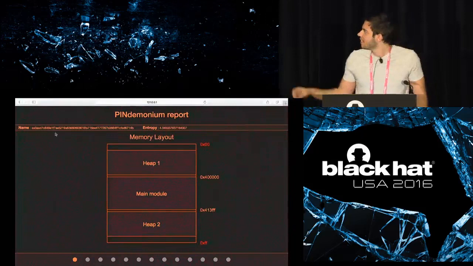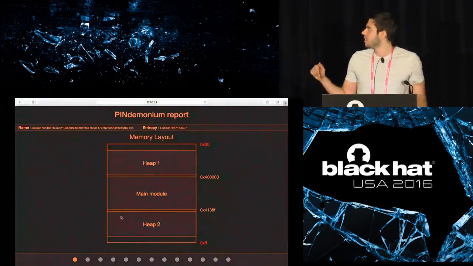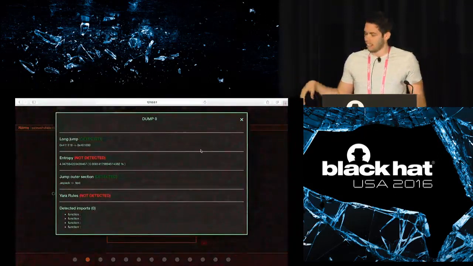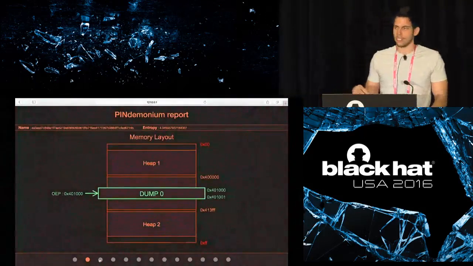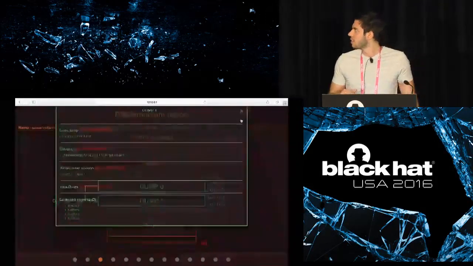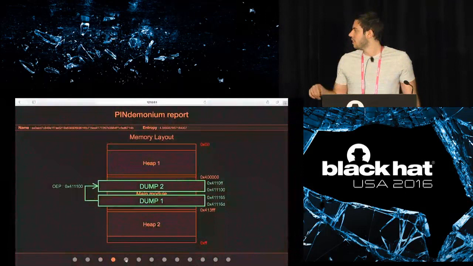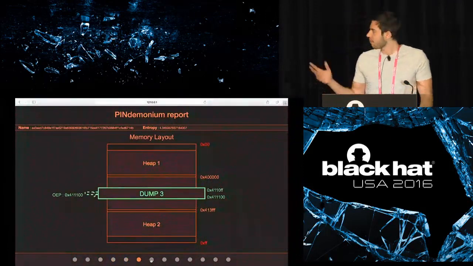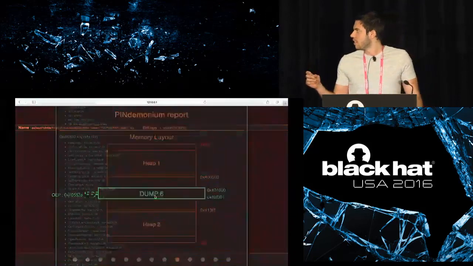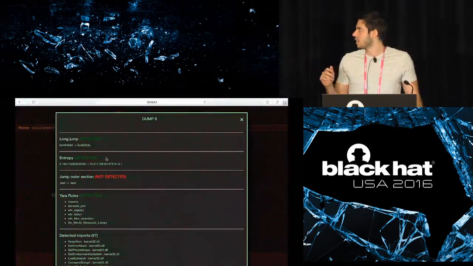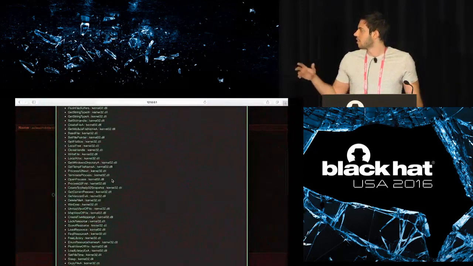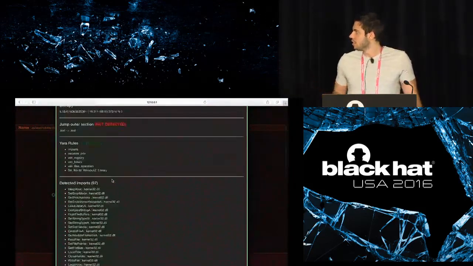Here we go. There is the name of the program, its initial entropy, and the whole evolution of the program during the analysis. And for each dump, we provide also the result given by the heuristics. And if we analyze the current one, dump number 6, we can see that all the heuristics are triggered correctly, and even the list of the imported functions is shown.